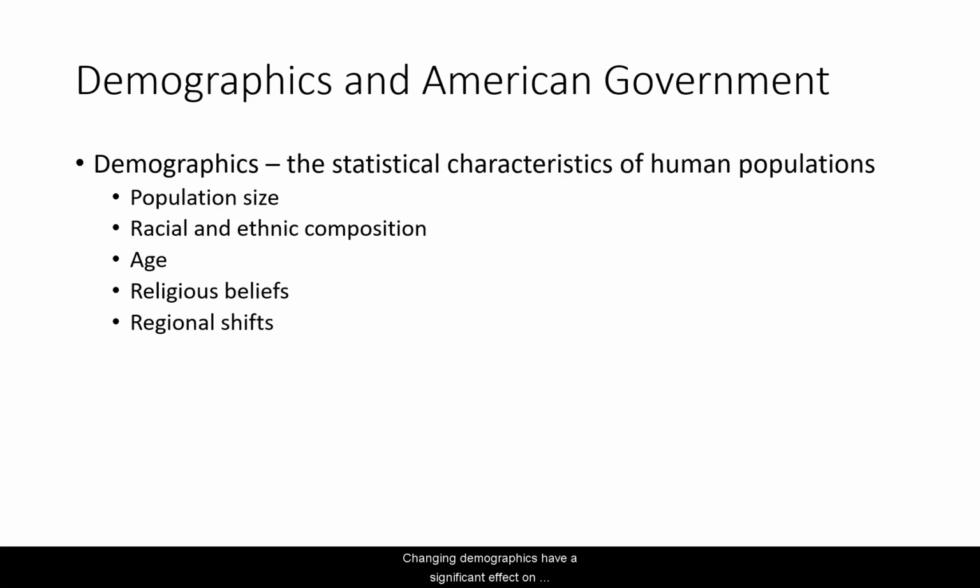Changing demographics have a significant effect on American politics. Demographics are simply the statistical characteristics of human populations. Some examples of demographic measures that are particularly important for politics and government include population size, racial and ethnic composition, age, income, religious beliefs, and regional population shifts.